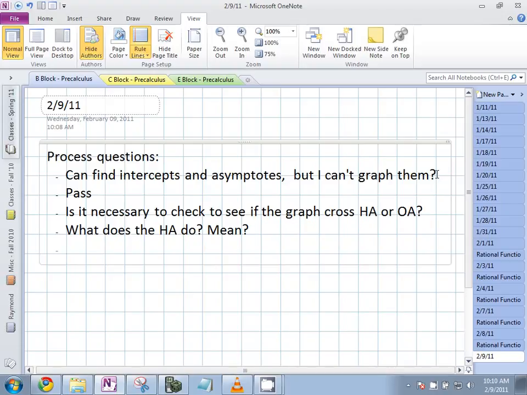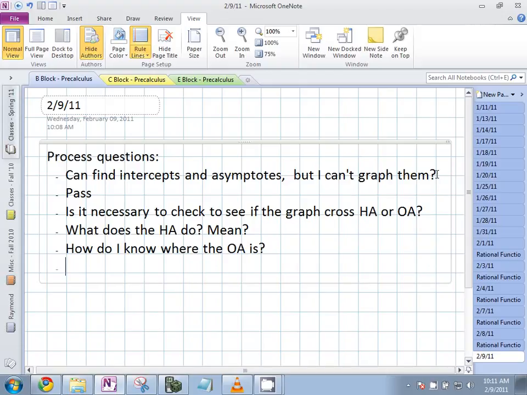If you found it, you know what it is. That's what we did yesterday, the division. Okay. How do I know where the OA is? Okay. What else? If we have a horizontal asymptote, can we have an oblique asymptote? Can we have both? If we have an HA, can we have an OA?